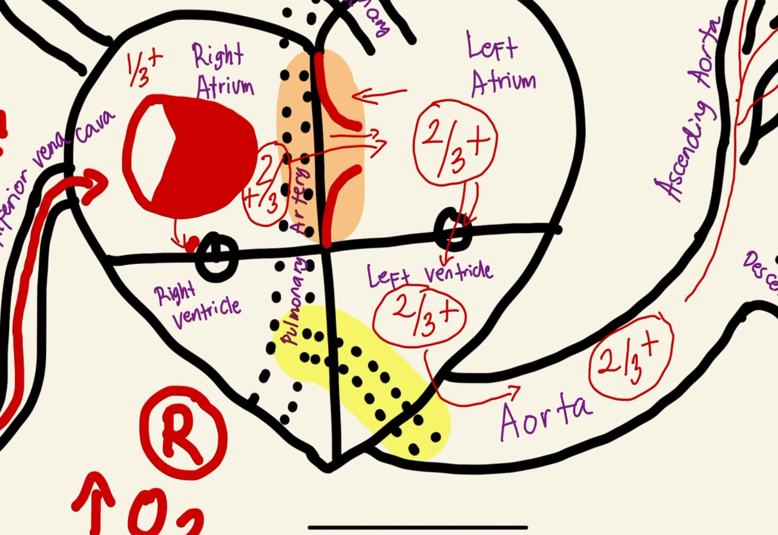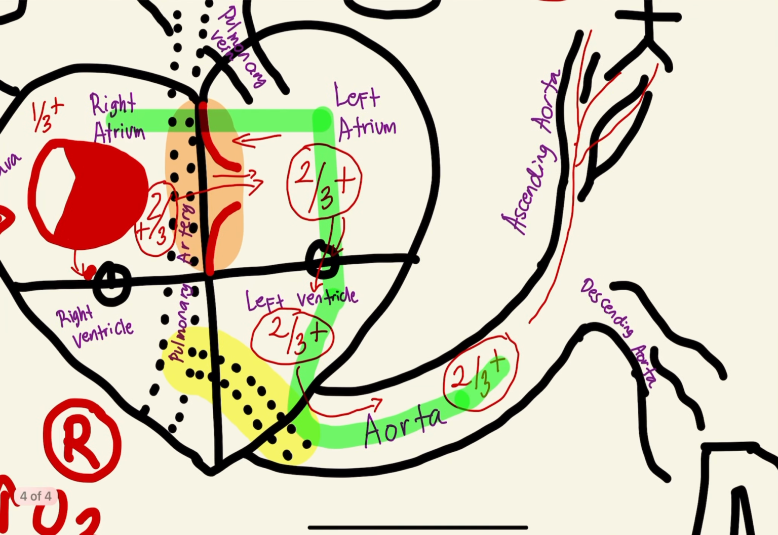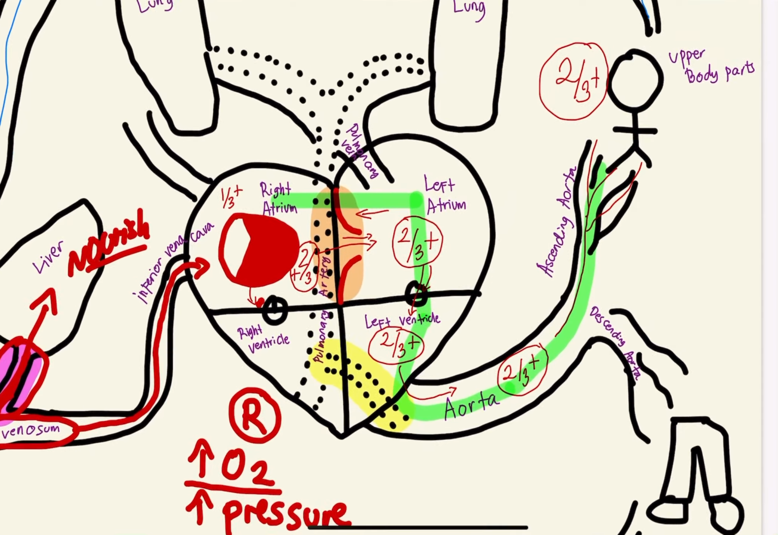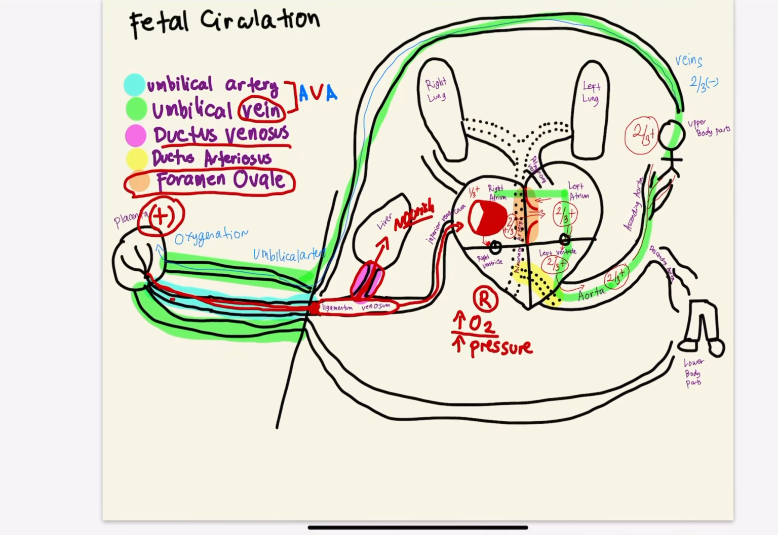Okay, ulitin po natin ha. In the 2/3 oxygenated blood, the blood will go from the right atrium going to the left atrium, from the right using the foramen ovale, from the left atrium going to the left ventricle using the bicuspid valve, from the left ventricle going to the aorta, going to the upper parts of the body, passing the ascending aorta, and then babalik po siya ulit using the umbilical artery.